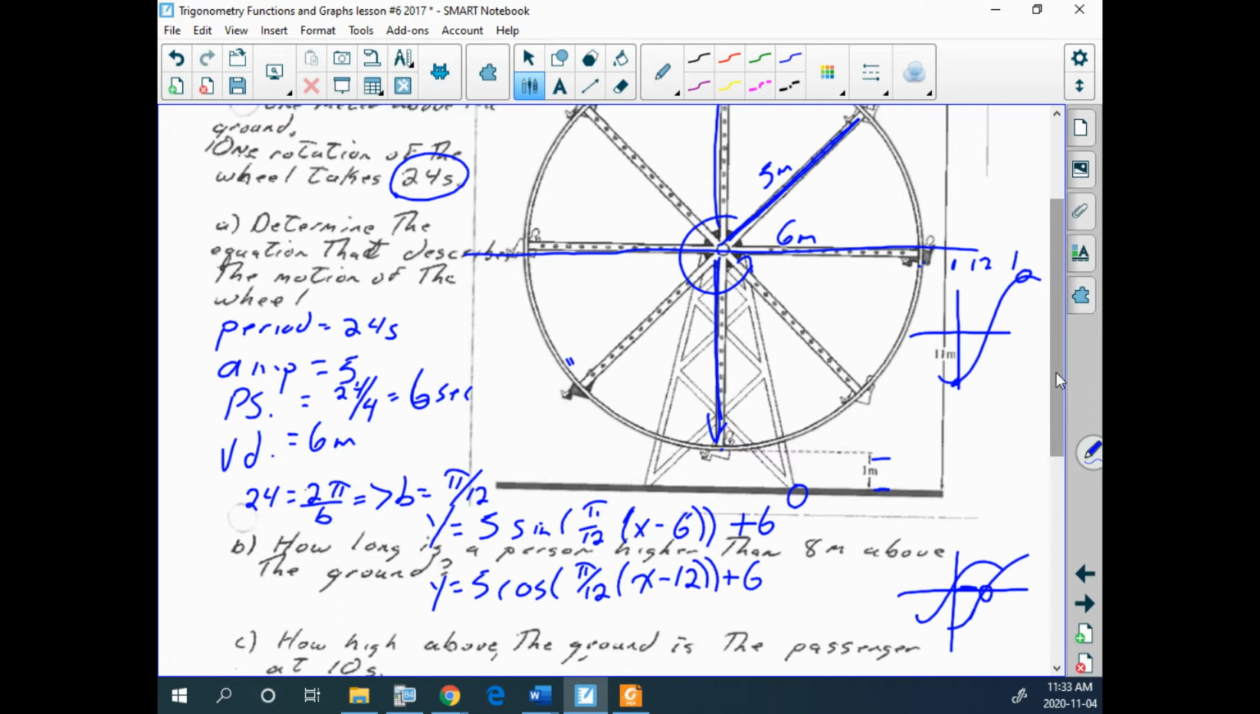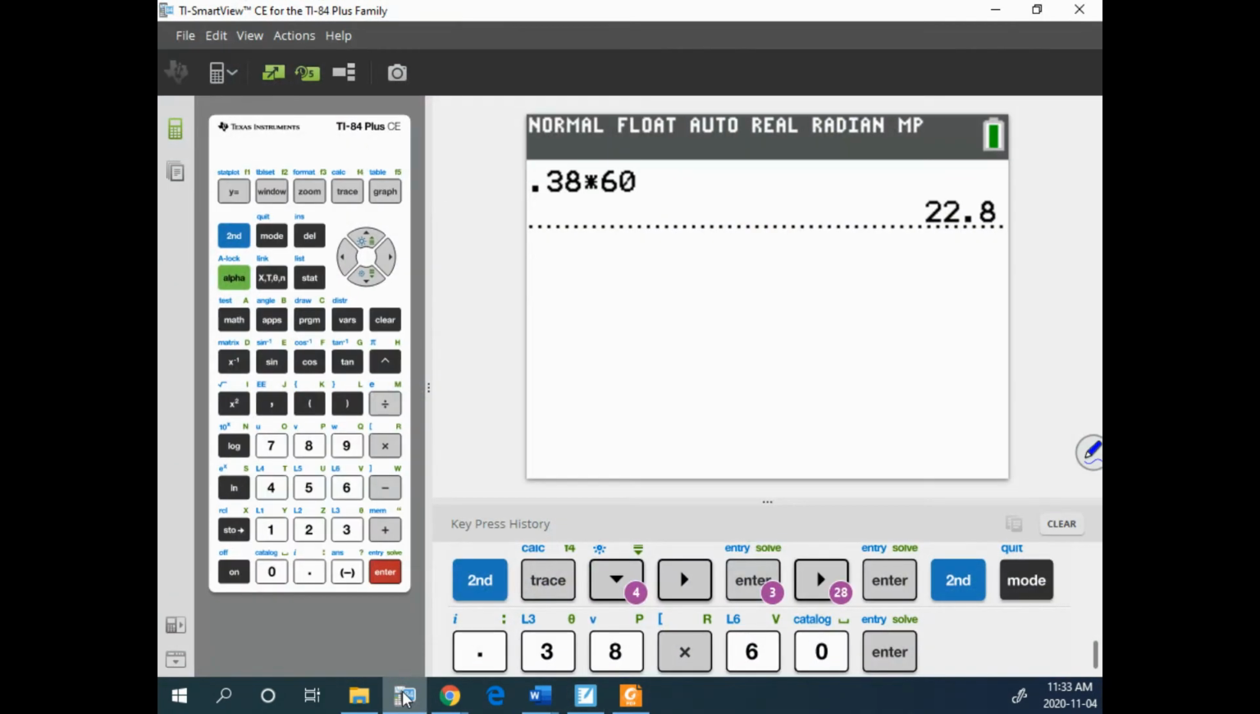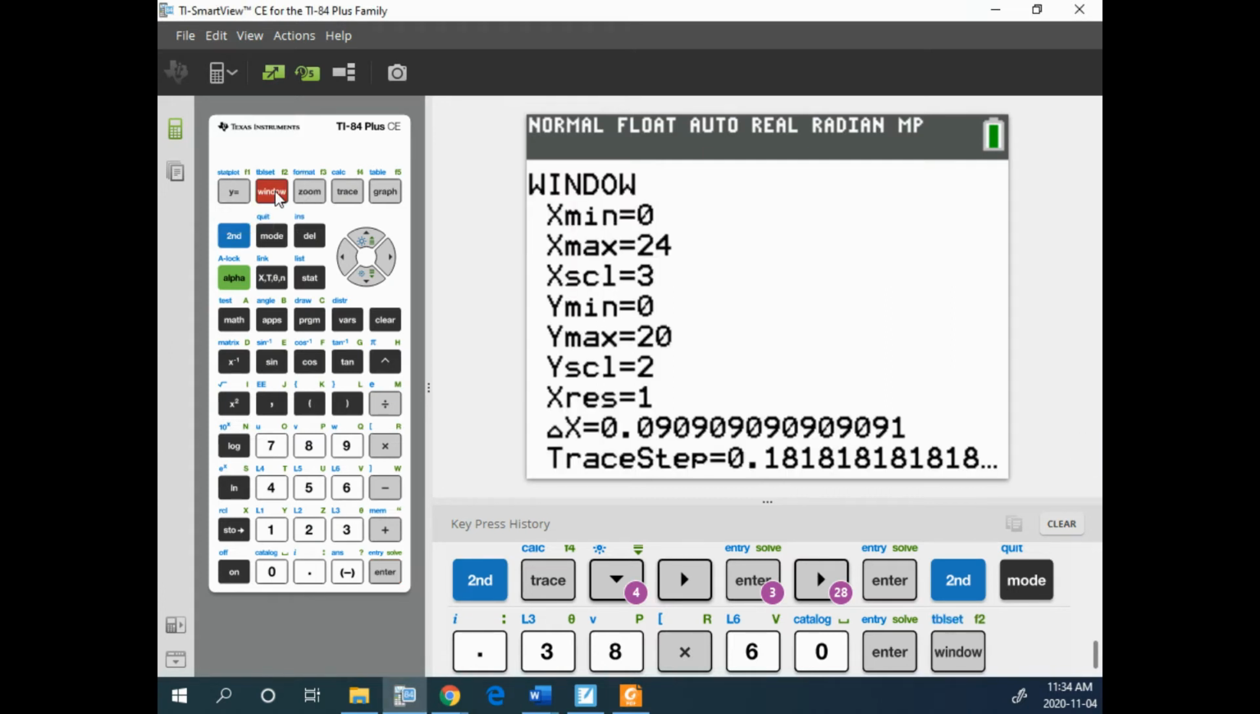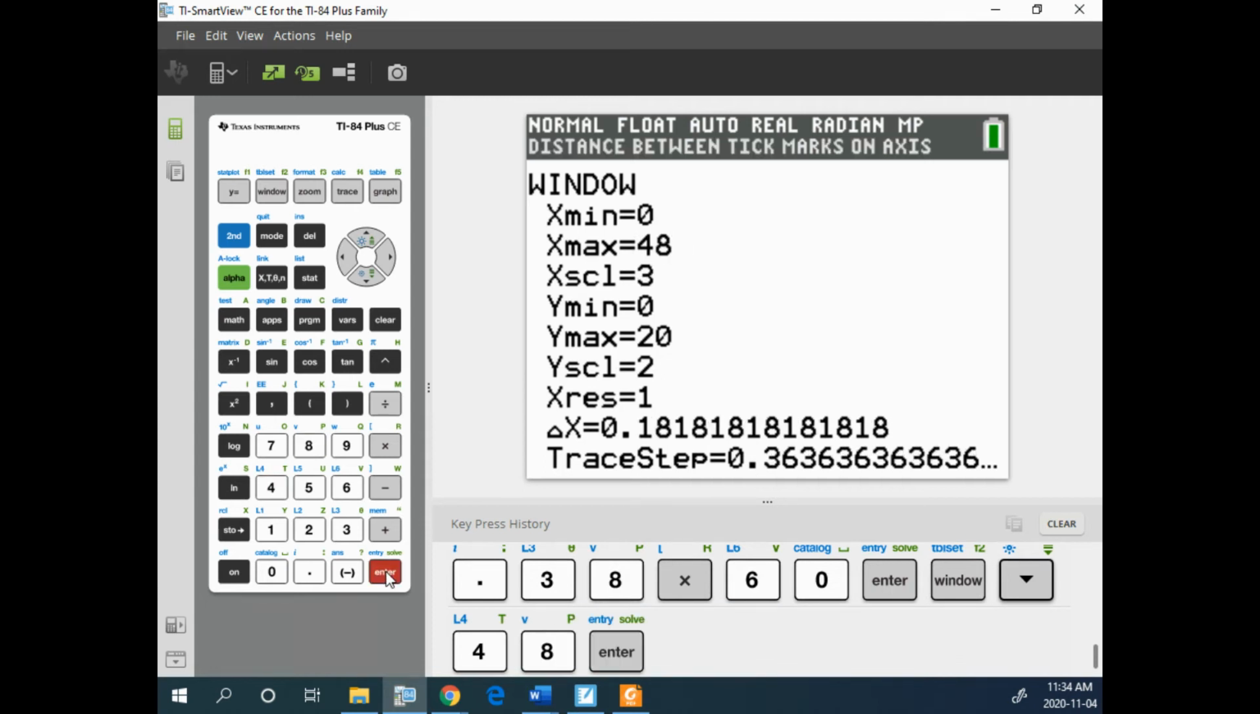Now, how long is the person higher than 8 meters? I don't really want to solve that algebraically. I can, but it becomes awkward: plug in H for Y and solve for X. No. So, grabbing your calculator. Windows. 0 to 24 gives me 1 rotation. I want to do 2. Why? Because I'm weird that way.